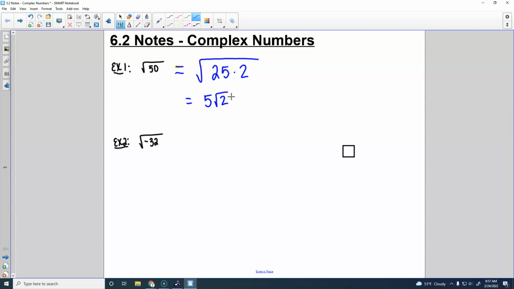We've done that before. All right, so the 2 throws a wrench into our problem because we can't take the square root of a negative, right? When we have to deal with the square root of a negative, mathematicians have created a way to deal with it, and that way is by defining the square root of negative 1 as i. Everybody's seen the i before, right?